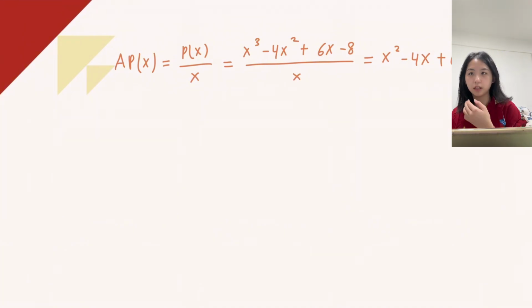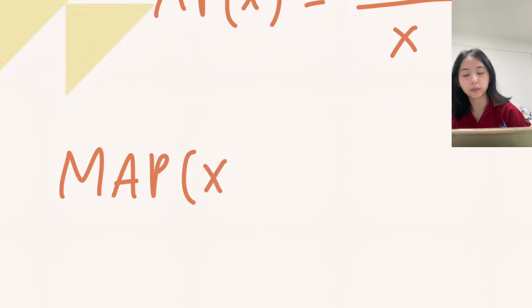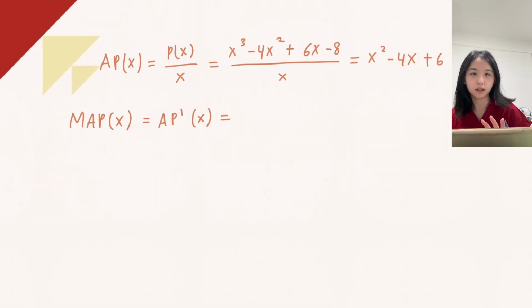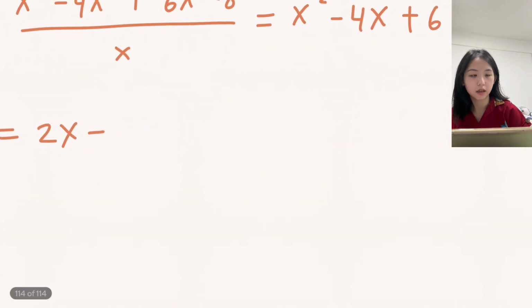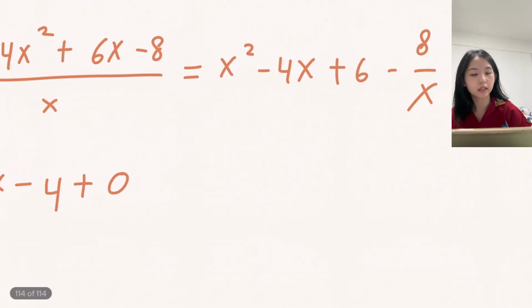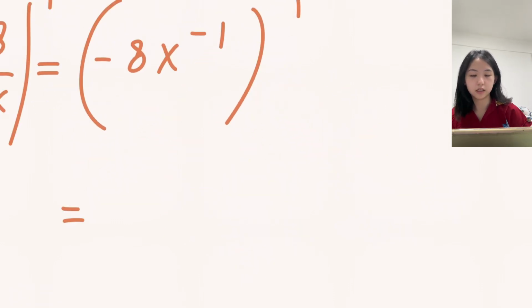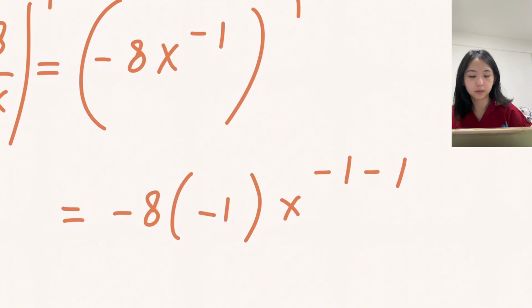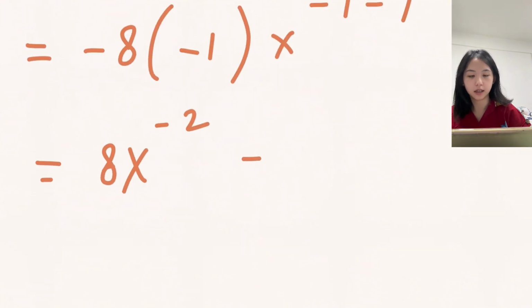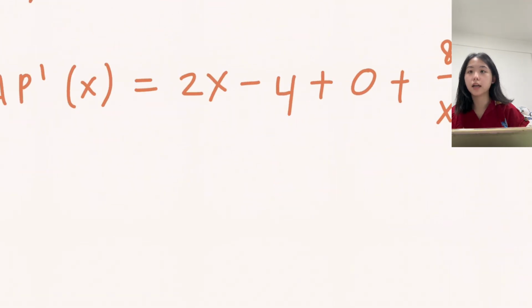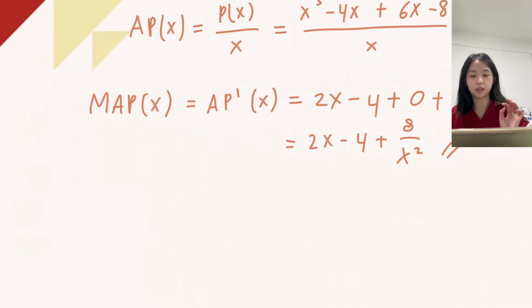Okay, and the next question is the marginal average profit function, MAP of x, which is just the derivative of AP of x. So we just need to take the derivative of this. The derivative of x squared is 2x, minus the derivative of 4x, which is 4, and the derivative of 6 is 0, and then the derivative of minus 8 over x. We can write minus 8 over x as minus 8x to the power of minus 1. So the derivative of this is minus 8 times minus 1 times x to the power of minus 1 minus 1, so it's 8x to the power of minus 2, which is basically just 8 over x squared. So we write here plus 8 over x squared.